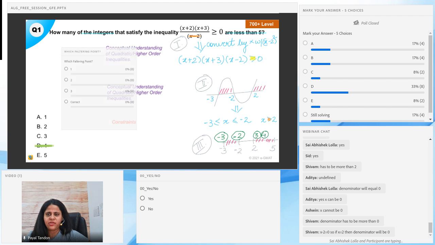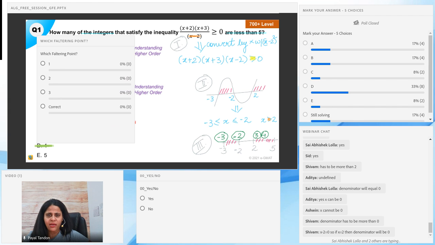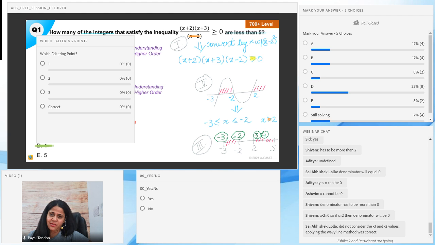So I'm going to ask which faltering point? Point number one, wherein you could not convert it. Point number two, wherein you were not able to solve this wavy line method. Point number three, wherein you were not able to put in the constraint. Okay. So Abhishek is saying did not consider the -3 and -2 values. Okay. Applying wavy line method was correct. So good. So Abhishek, again, then it's the constraint issue.